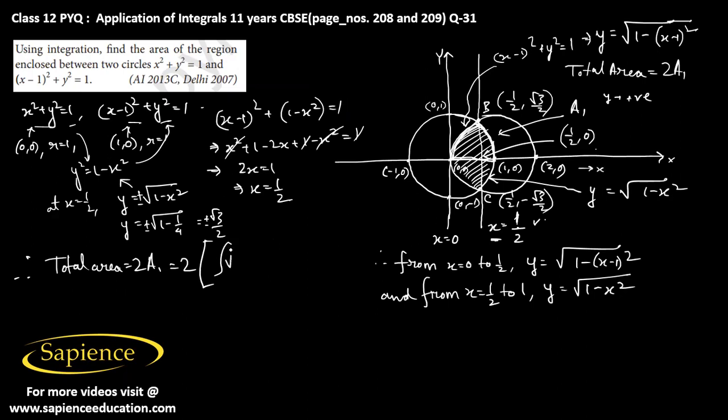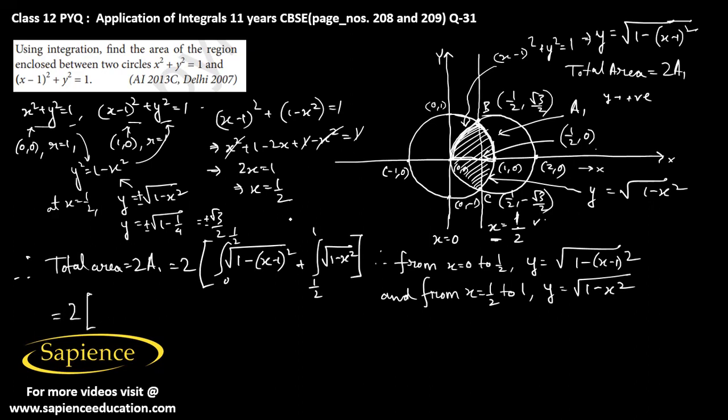So it will be integral of square root of 1 minus (x minus 1) whole square, going from 0 to half, plus we have to do integral of square root of 1 minus x square, going from half to 1. If we solve this, then we will get the answer. So that will be 2 times.